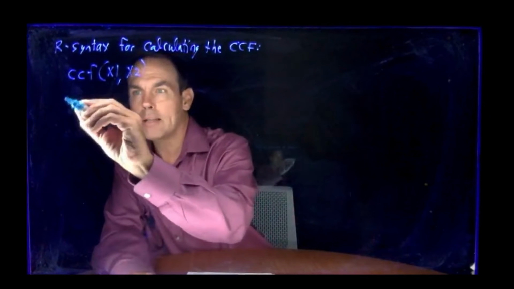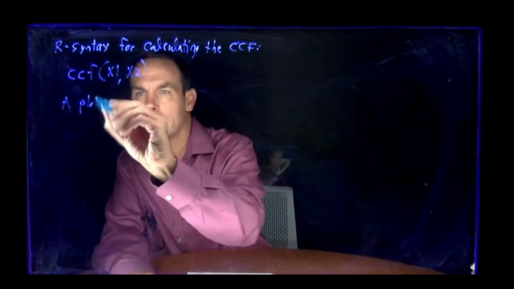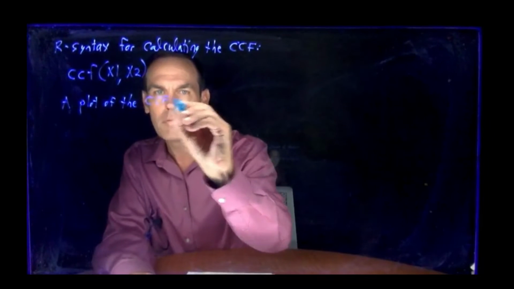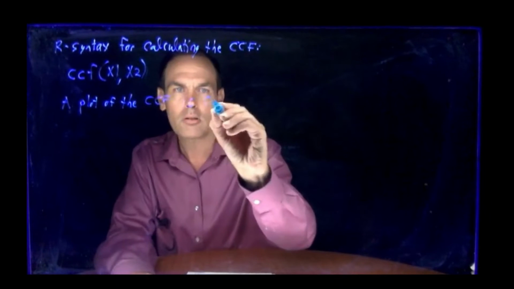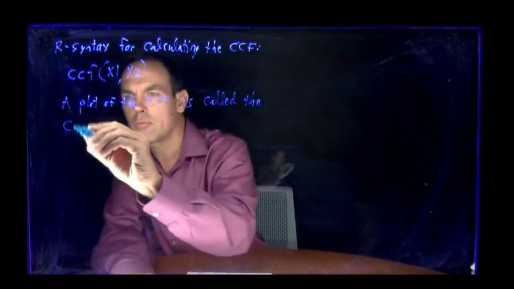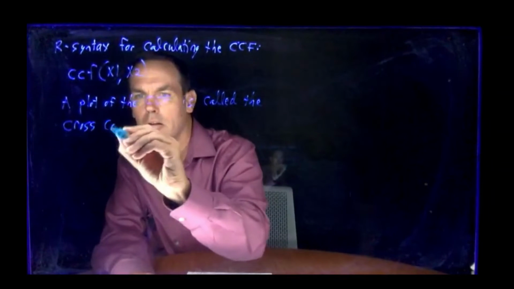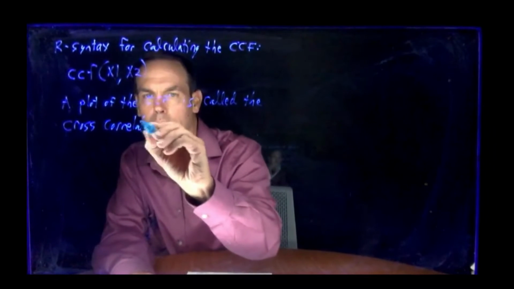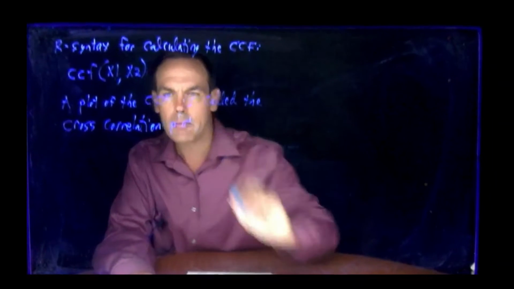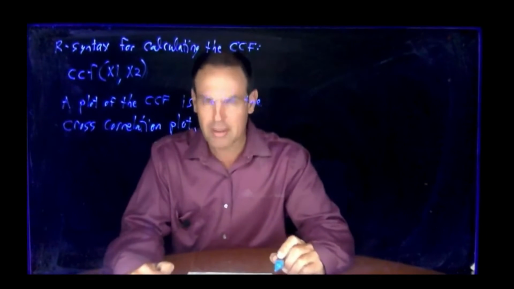That'll give you a plot. So a plot of the CCF is called the cross-correlation plot. So not a real fancy name. Sounds about what you'd think it would be.